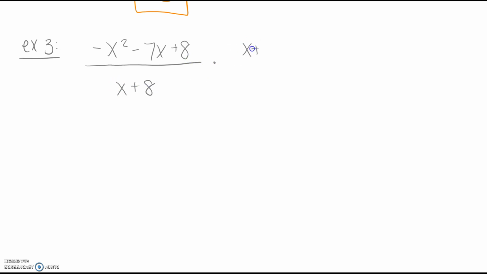Alright, why don't you do example 3 with your groups. So example 3. Negative x squared minus 7x plus 8 over x plus 8 times x plus 5 over 9x minus 9. Let's change it to 9x minus 9. So pause the video and do this with your groups.